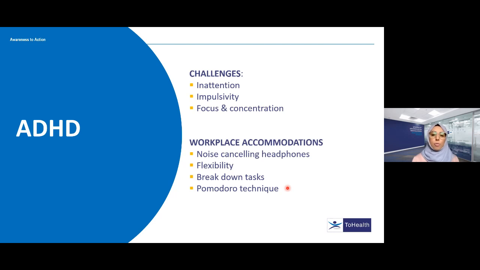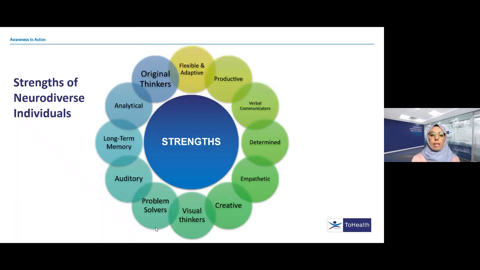You can also use the Pomodoro technique. So this is basically completing work in 25-minute intervals and then having a short break. Now, often the focus is on difficulty, but it is important to understand that neurodivergent individuals do have many strengths, like the ones that are shown here and also shown by research.